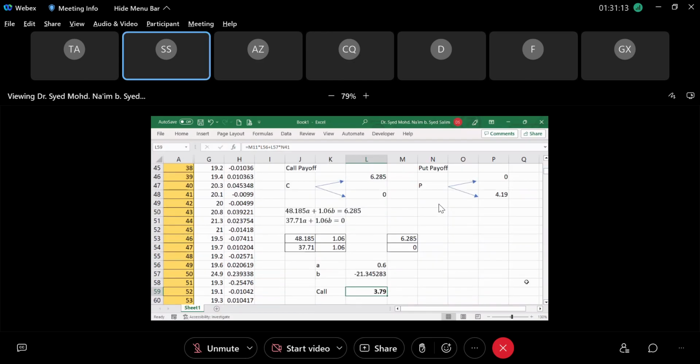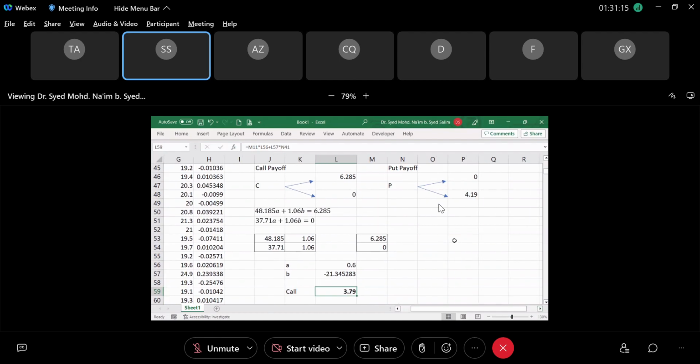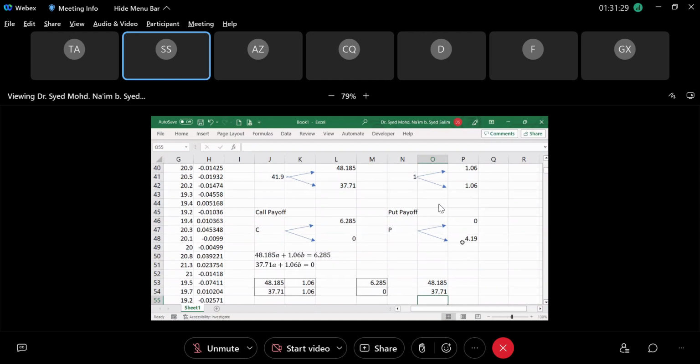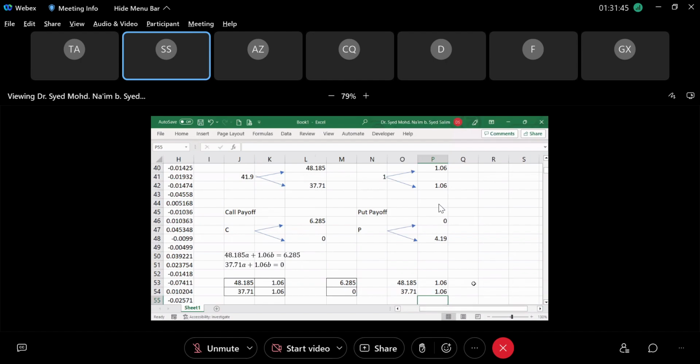For the put option, again, I don't have to rewrite that. We can put it straight away to 48 here, and below it is equal to 37.71. Here it is equal to 1.06. Again, this is equal to that. The payoffs are different now. It is equal to 0.9.